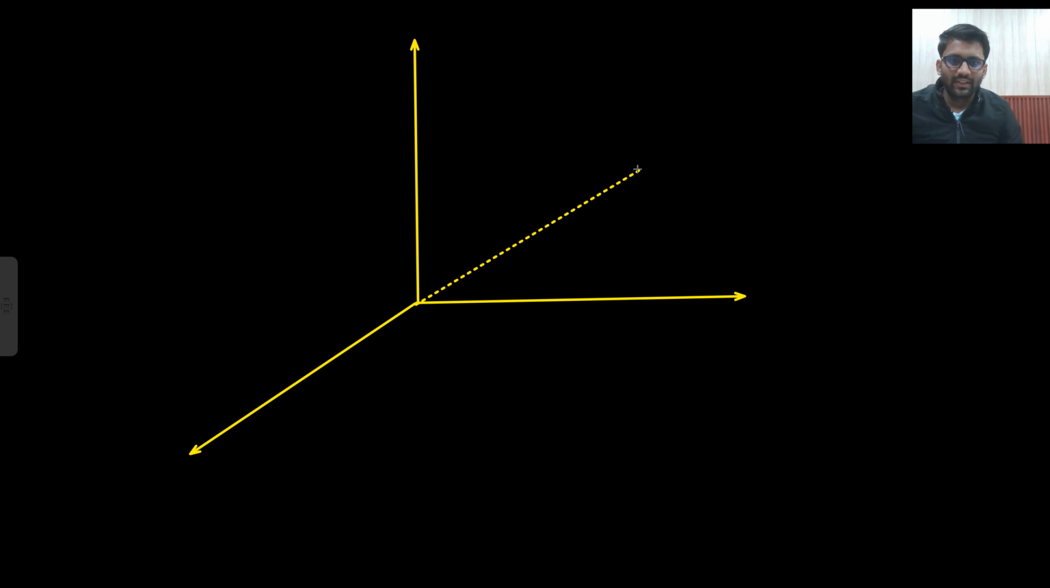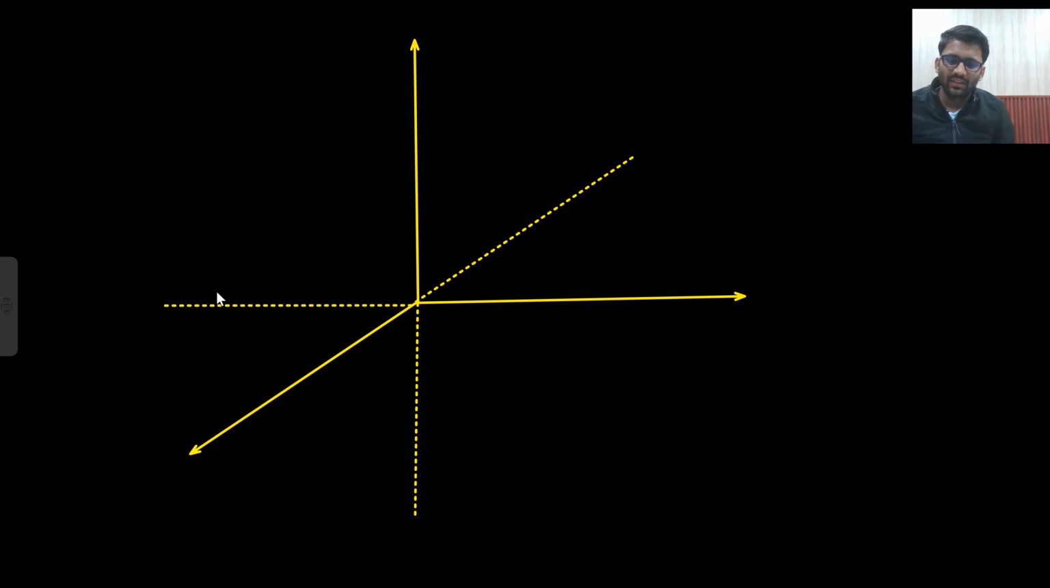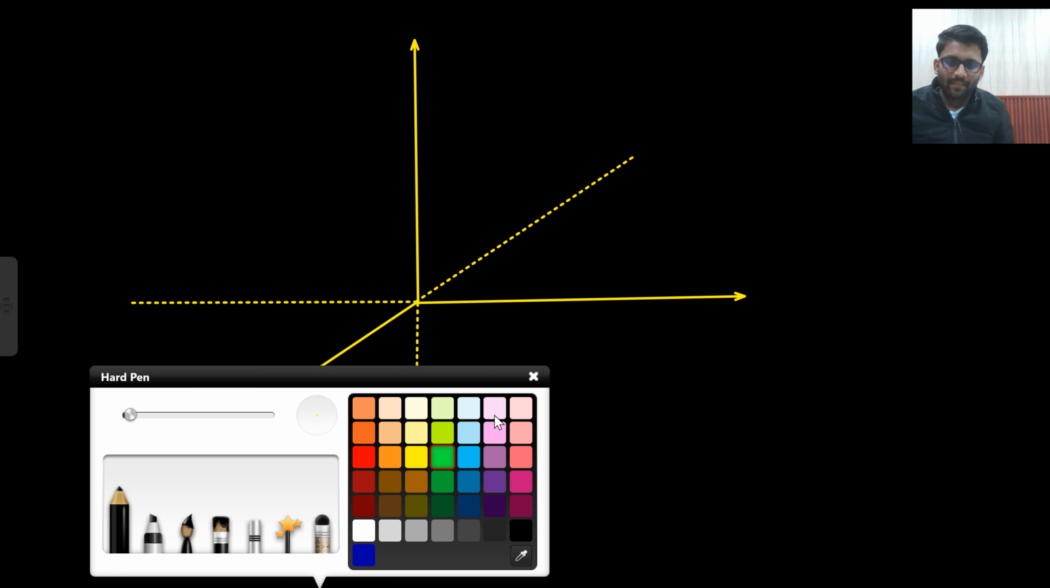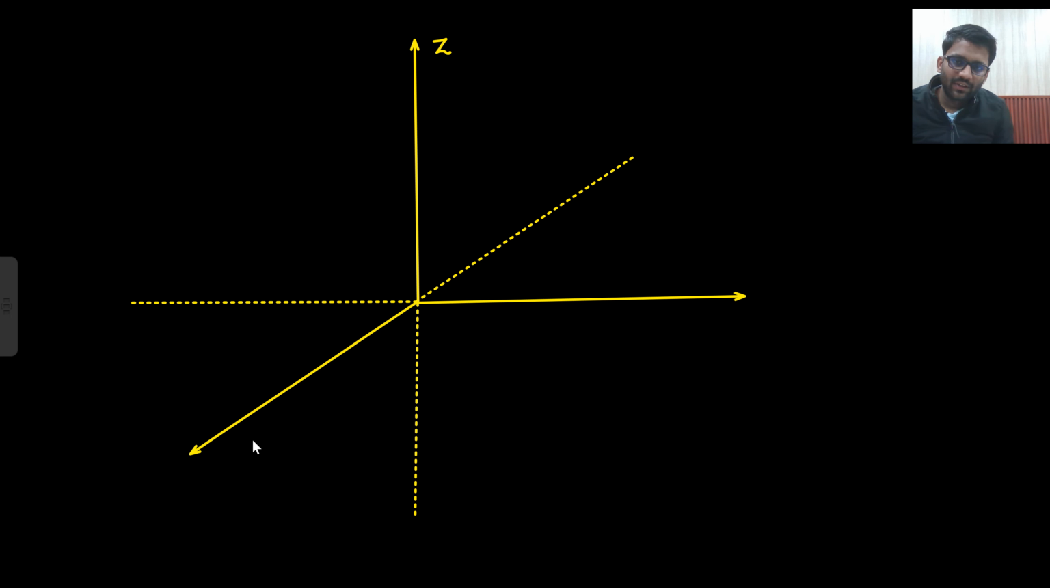I am making minus x as well. This will be minus x, this will be minus z, and this will be your minus y. For a better visualization, I will give you a lot of visualization as well. Don't worry about that. Z, x, and y. Minus x, minus y, and minus z.